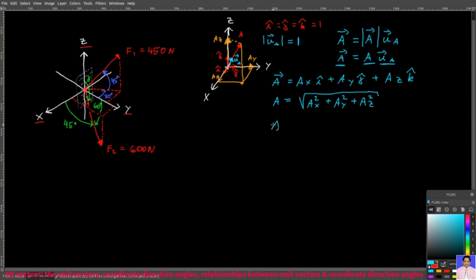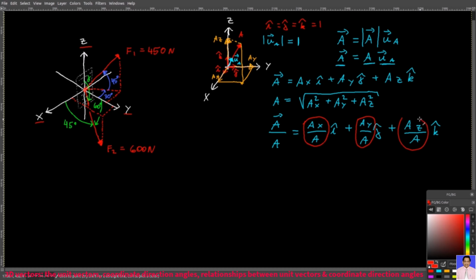And so if I write A vector over the magnitude of A vector, then I will have Ax over A times i plus Ay over A times j plus Az over A times k. So this expression gives you the ratios of A's x component and the magnitude of A, then A's y component and the magnitude of A, and A's z component and the magnitude of A.